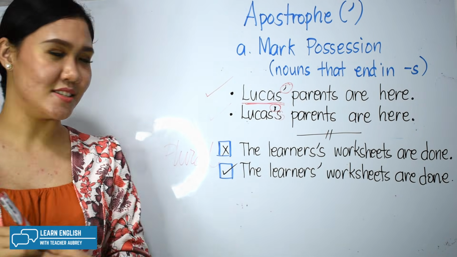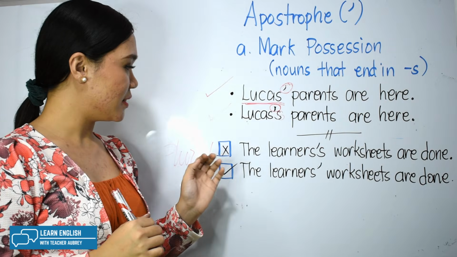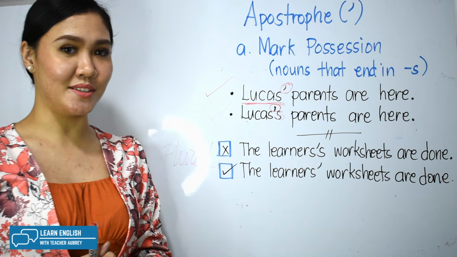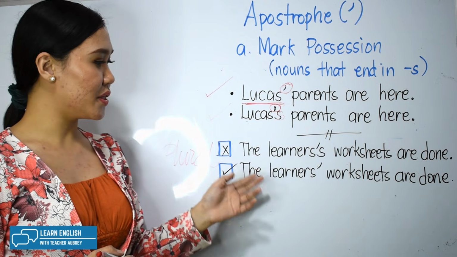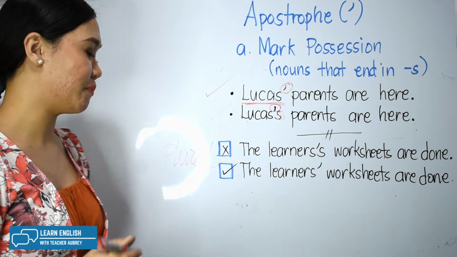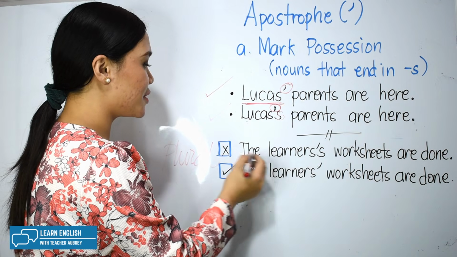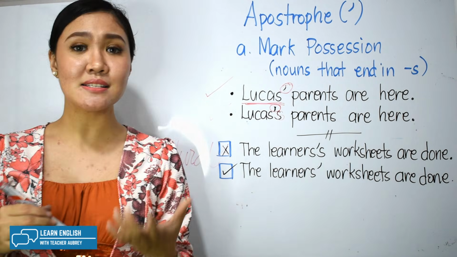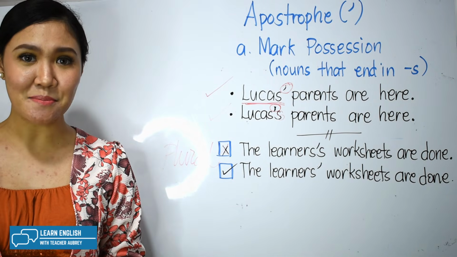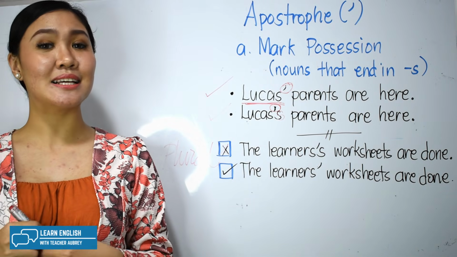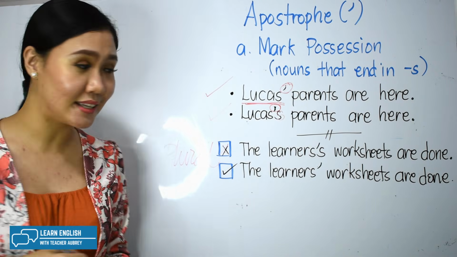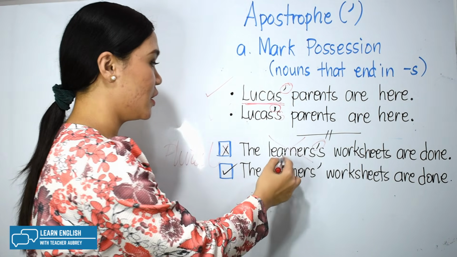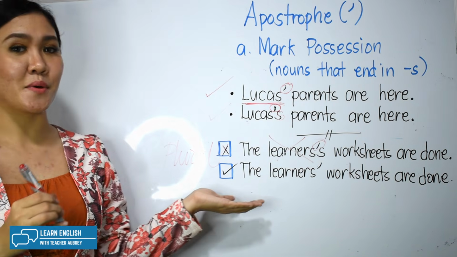Plural nouns. For the first one, the learners' worksheets are done. For the second one, the learners' worksheets are done. For the first one, this is wrong. Mali yan. Bakit? Kasi kapag ang isang noun ay plural na, may S, hindi na dapat dagdagan ng apostrophe S. Ang idadagdag na lang ay apostrophe. That's why it's wrong. To make that correct, ito ang corrected version.